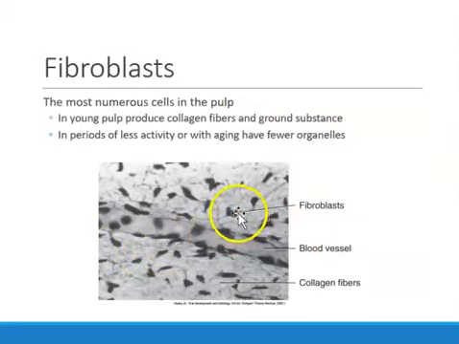Fibroblasts. So fibroblasts are cells that are in the pulp. It's the most numerous cells in the pulp. So fibroblasts are like the number one cells that you would see in the pulp. And then after fibroblasts, the second one is odontoblasts, which are the cells that make dentin. So lots of fibroblasts are in the pulp. These are cells that make collagen fibers, that make these lines that kind of hold everything together in the pulp.